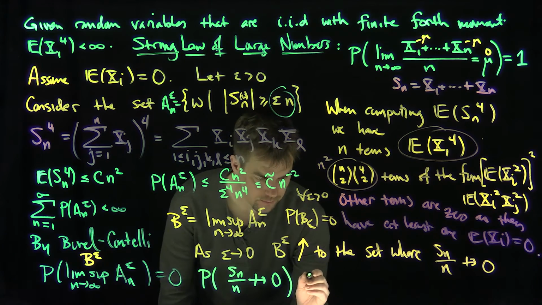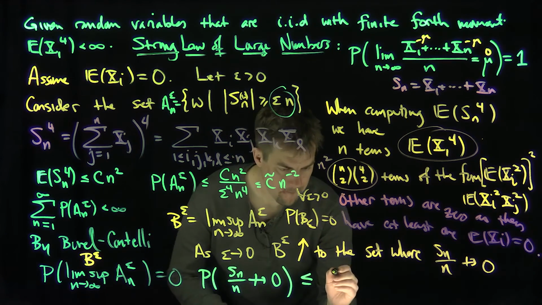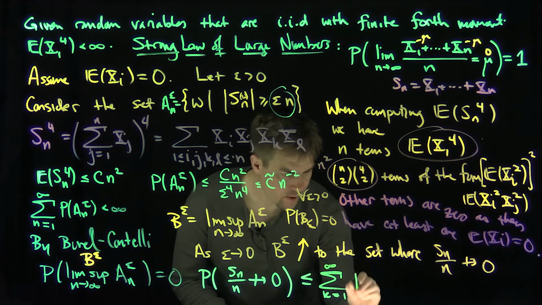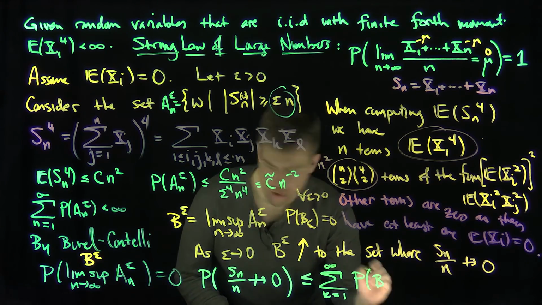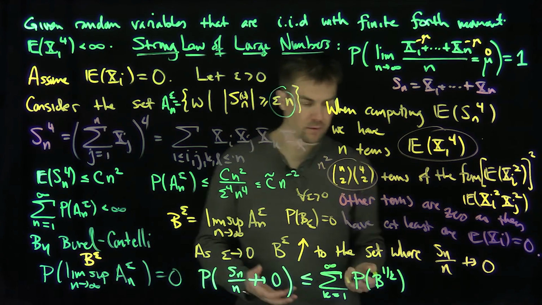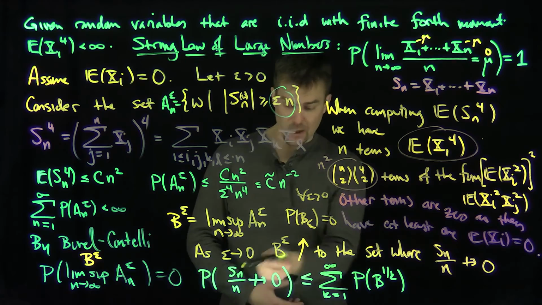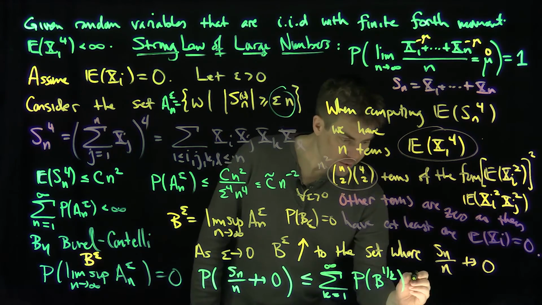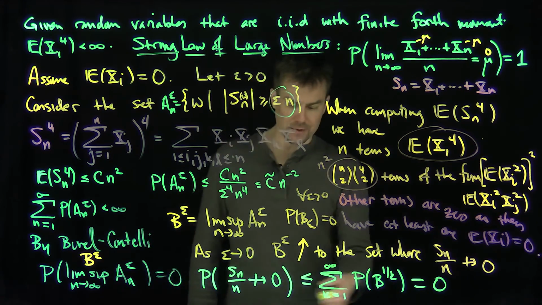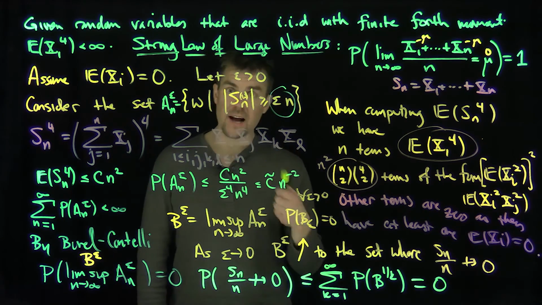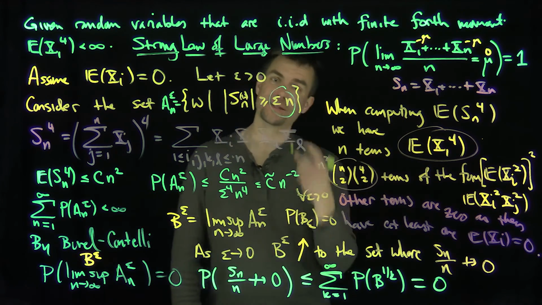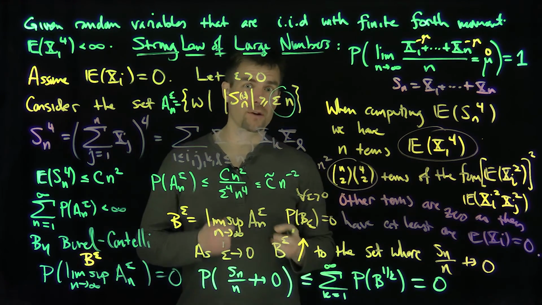So this is less than or equal to the sum, k goes from 1 to infinity, of the probability of B 1 over k, because the union of those B 1 over k's as k goes from 1 to infinity gives me the set where it does not converge to 0. And for each k, these are equal to 0. So the sum is equal to 0. So the probability that Sn over n does not converge to 0 is less than or equal to 0. Therefore, it is 0 itself. Therefore, the probability that Sn over n converges to 0 is equal to 1. And that is the strong law of large numbers.